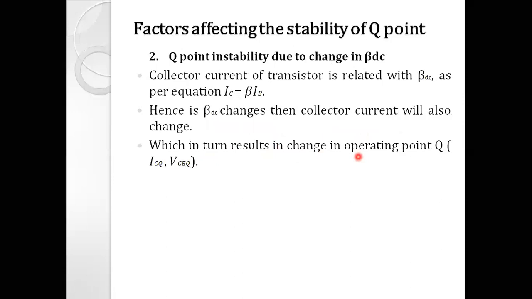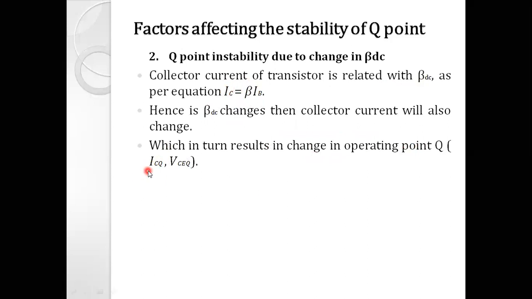The second reason for instability in the operating point is the variation in beta DC, right? When beta DC gets changed, the location of the operating point also gets changed. Why? Because you can see that the collector current of the transistor is related to beta DC. How? We know the equation, IC is equal to beta times IB. So if beta is changing, that means IC is changing. And if IC is changing, which is one part of the operating point, the location of the operating point gets changed, right?